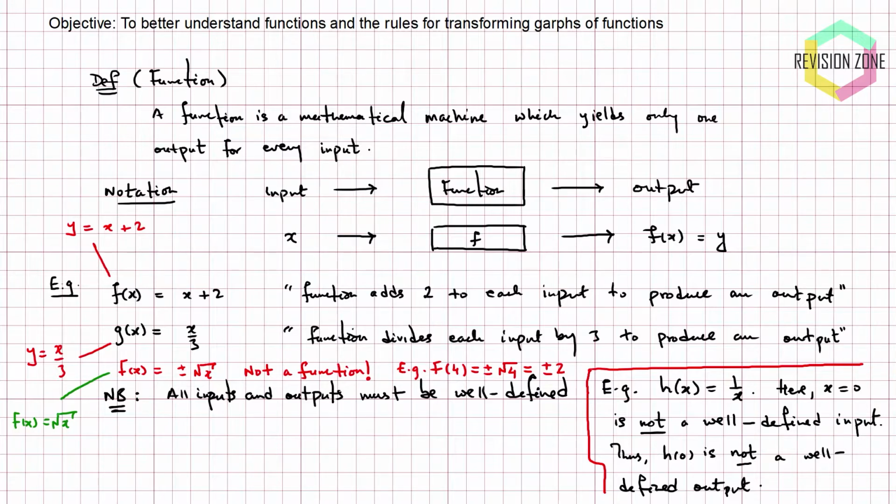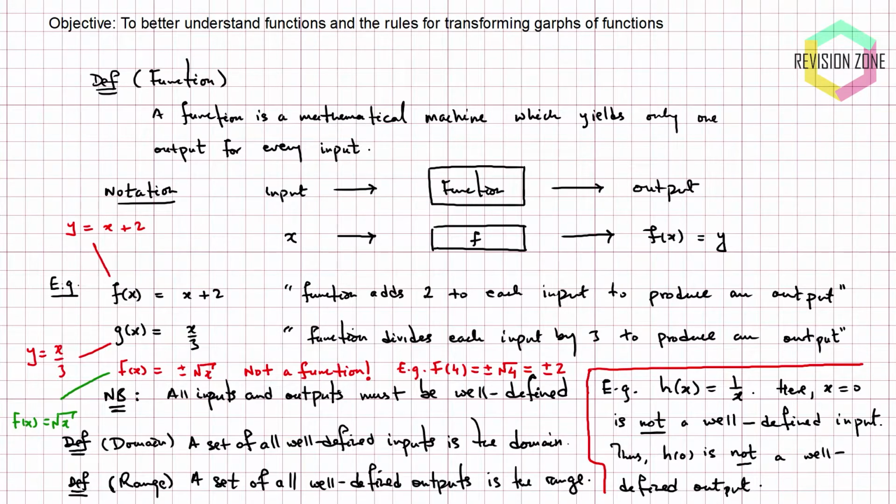Indeed, this leads to two key definitions: one is the definition of a domain, and the second one is the definition of a range. The domain is the set of all well-defined inputs for a function, and the range is the set of all well-defined outputs of a function. So with any function, you should have a domain and you should have a range. Otherwise, we cannot be sure if the function is actually sensible and well defined.